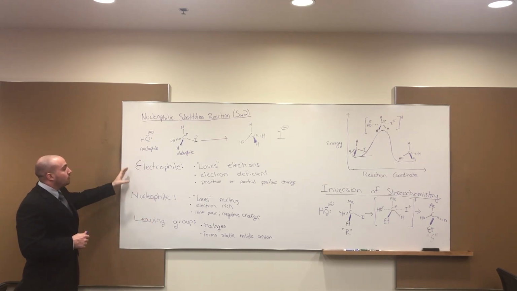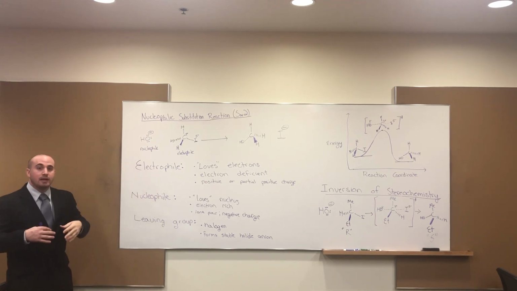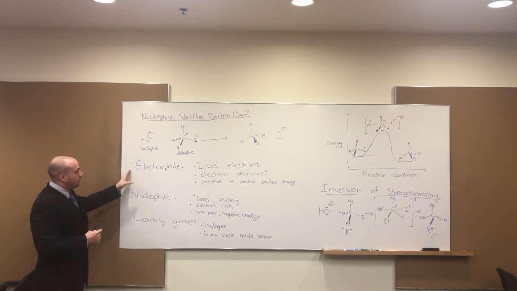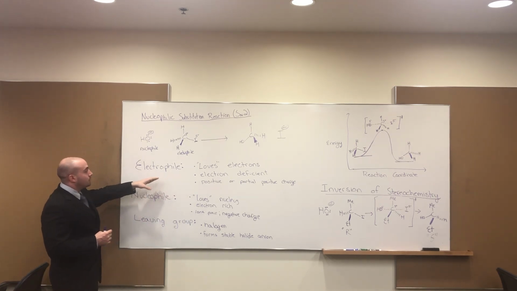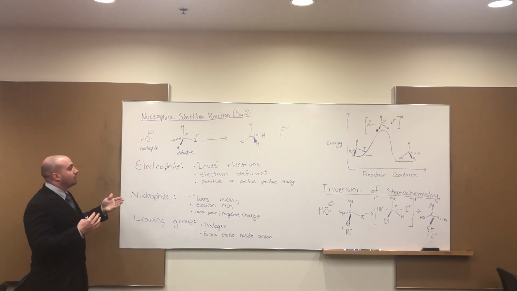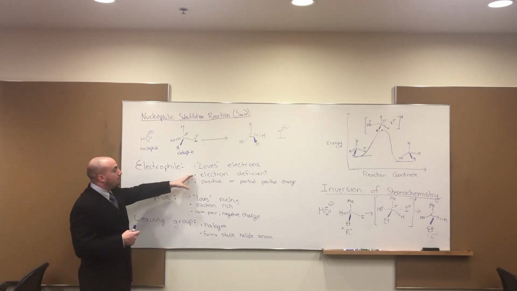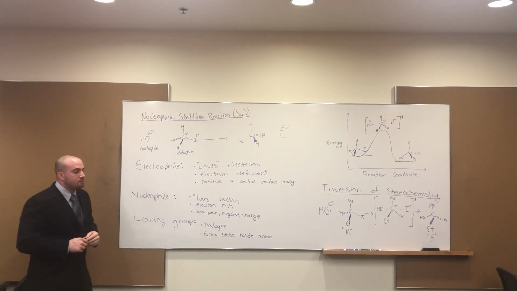So the first actor will be the electrophile. And we can understand the electrophile a little bit better if we dissect the word into its two parts. The first part, electro, or electron, and the second part, phile, which comes from the Greek word philios, or love. So the electrophile loves electrons. And this inherent love of electrons is due to its electron deficiency, or in other words, some sort of positive charge or partial positive charge within the molecule.